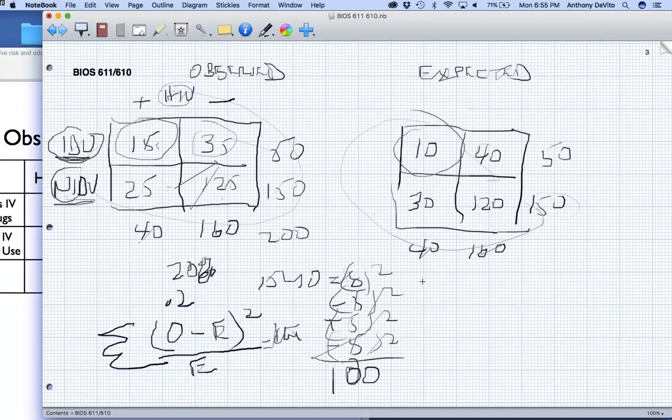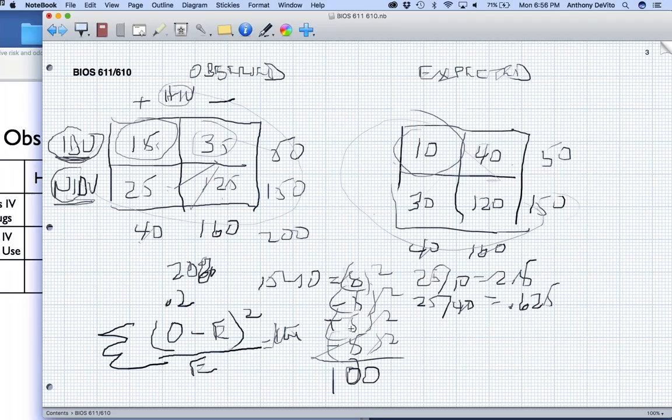So in this instance, it's going to be 25 divided by, well, the first cell, the expected value is 10, right? It's going to be 2.5. The second cell, right, 35 minus 40 is 25 over 40, right? What does that come out to be? 25 over 40 should be 5/8, which is 0.625, right?